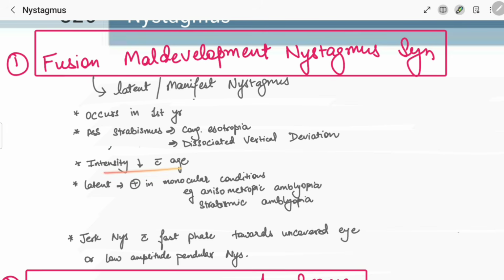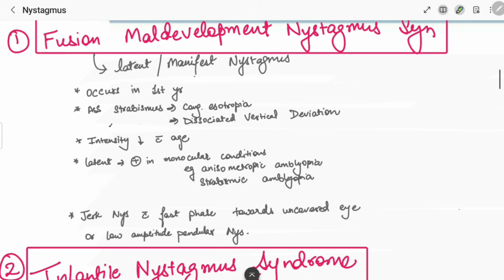Now, the important point here is that the intensity of this nystagmus decreases with age. And for the direction, this is a kind of jerk nystagmus, with fast phases towards the uncovered eye. Occasionally, this nystagmus can also be low amplitude pendular nystagmus, but mostly it is jerk nystagmus with fast phase towards the uncovered eye. That is the eye which can see. The other eye which cannot see, the nystagmus is not in that direction.